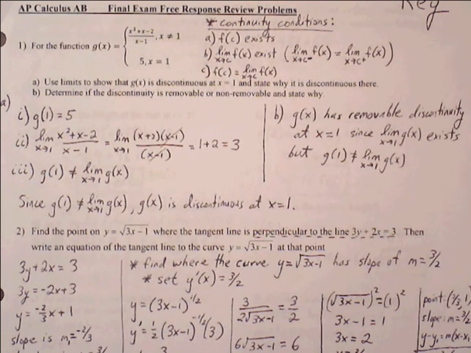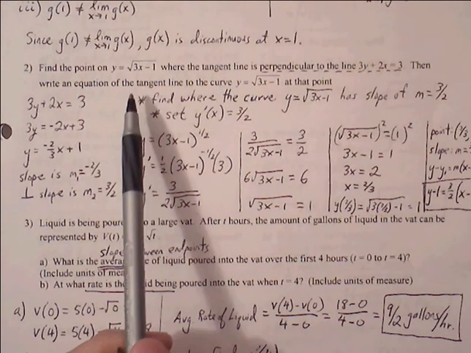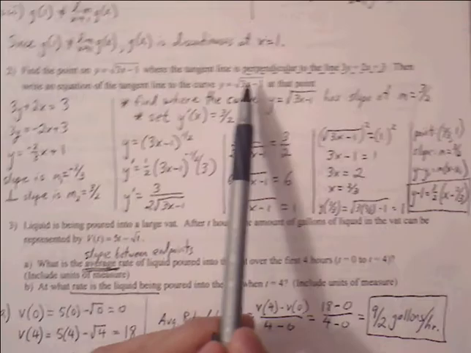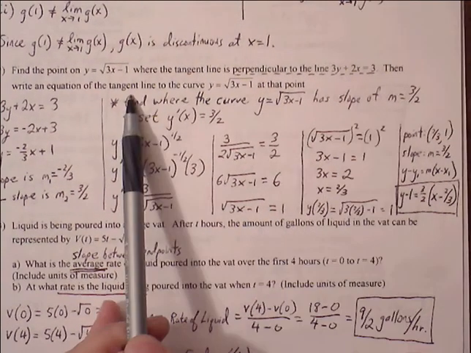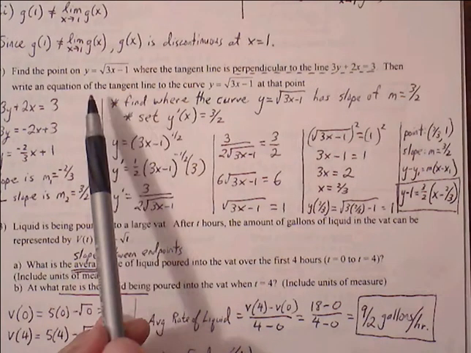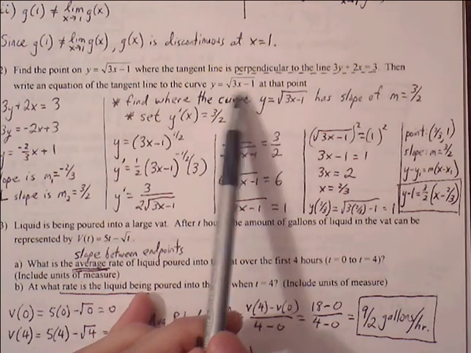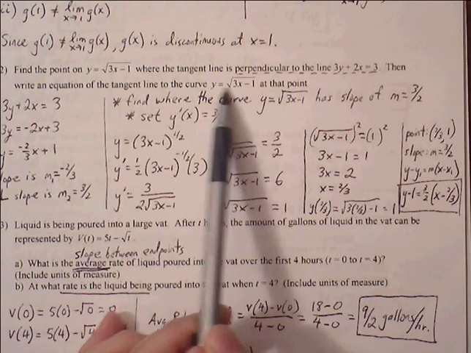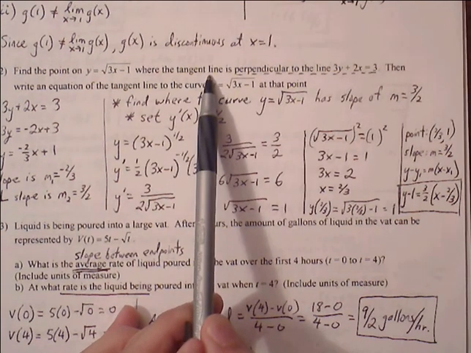Okay, number 2. Find the point on y equals square root of 3x minus 1 where the tangent is perpendicular to the line 3y plus 2x equals 3. Then write an equation of the tangent line to the curve at that point. So we first need to figure out what slope we're trying to target.